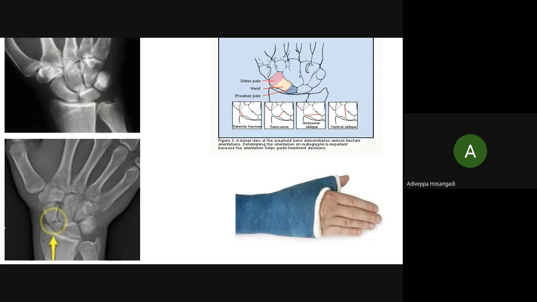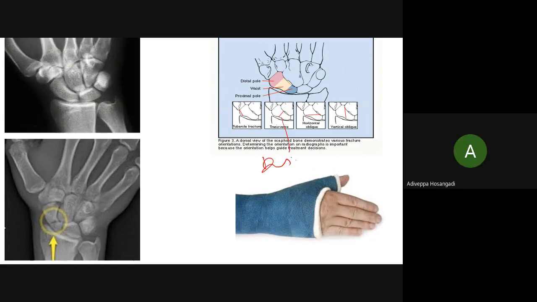Yes, sir. The most common fracture in the scaphoid is scaphoid waist fracture. This is the example, scaphoid waist fracture. Okay, and what is the treatment of scaphoid fracture? Whenever we mention scaphoid fracture, we talk generally about scaphoid waist fracture. So if it is undisplaced, put the cast. If it is displaced, Herbert screw.